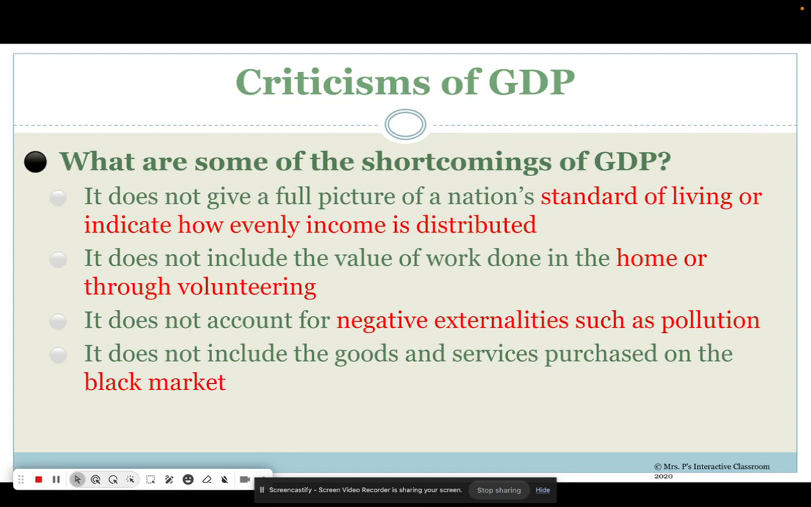So, it doesn't include the value of work done in the home or volunteering. It doesn't account for negative externalities. Remember, externalities we discussed earlier in the year, such as pollution, right? So even though that machine that we talked about earlier in the class might have made $500 just off of pure profit and pure production, what if it cost the government more money to limit those negative externalities, right? So technically, the government then would be losing money. It also does not include the goods and services purchased on the black market. We've all heard about the black market. You can do research away from school on that topic.